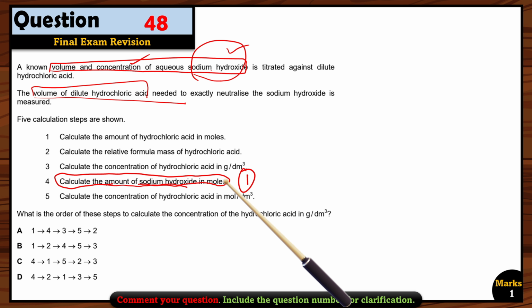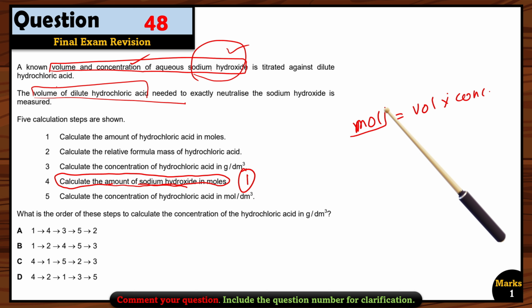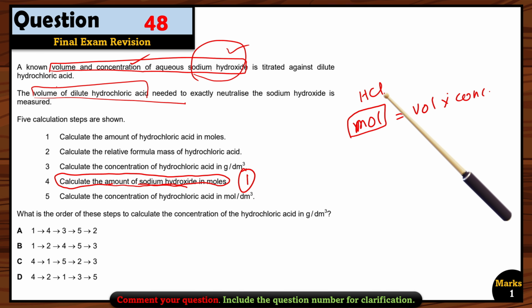Once you get the moles, you have to find the volume, right? To find the volume, you also have to find the moles. So what will be the formula? Moles is equal to volume times concentration, right? But we don't know the moles of HCl, and we have to find the volume. The volume is the last option, and we also don't know the concentration. But we have already found option 1. So 4, can you see here?